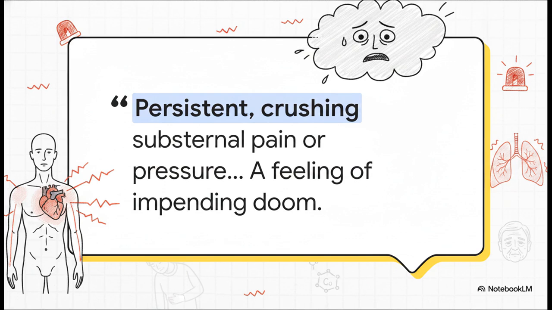Now, that pain might radiate down the left arm, up into the jaw, the neck, or even right between the shoulder blades. But keep in mind, in elderly patients or folks with neuropathy from diabetes, this classic crushing pain might actually be completely missing, or just feel like mild heartburn. Sudden, intense anxiety, sweating buckets, and unexplained shortness of breath are huge red flags. They demand your immediate reaction.